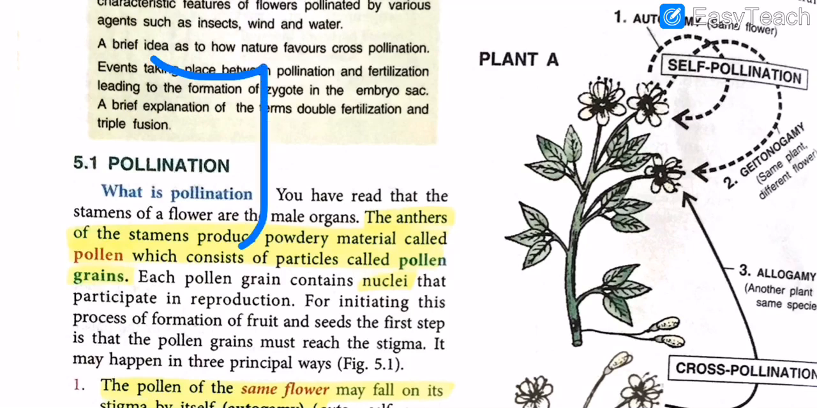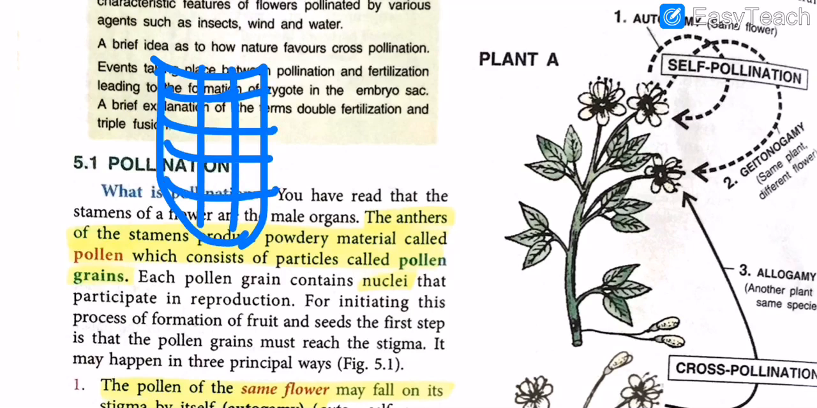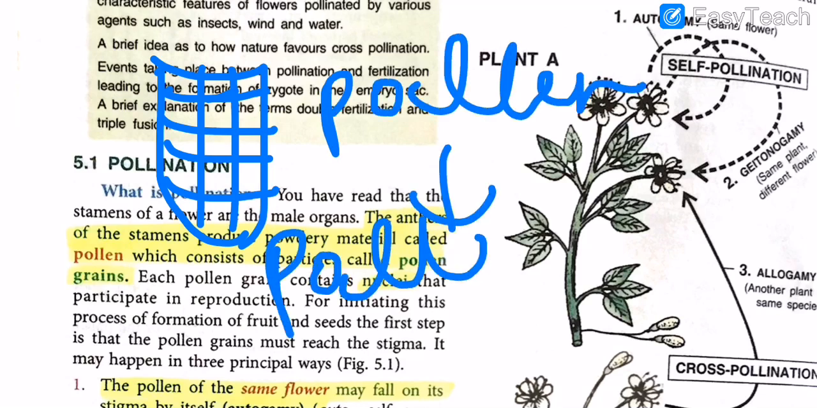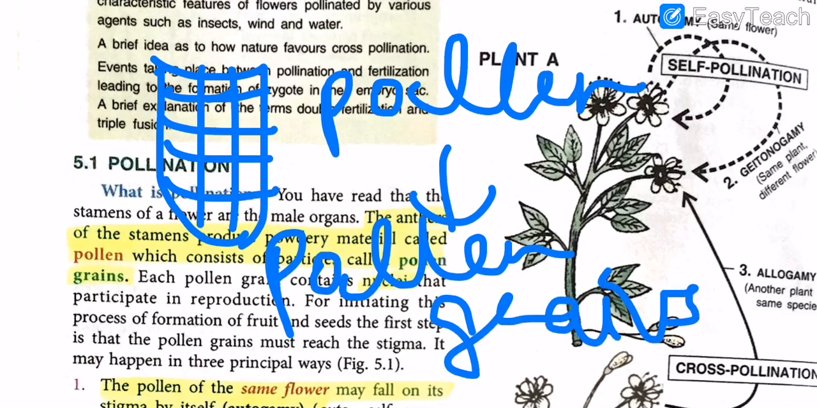We've all learned about this, right? Now, each pollen grain contains a nucleus that participates in reproduction. We know the nucleus is the living part of the cell. It's almost like the brain of our body that takes all the decisions of the cell. So each pollen grain has a nucleus that participates in reproduction.